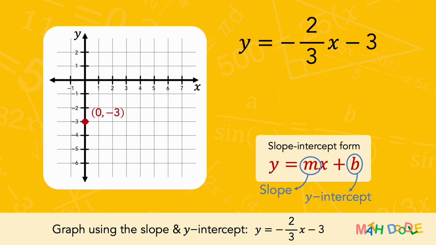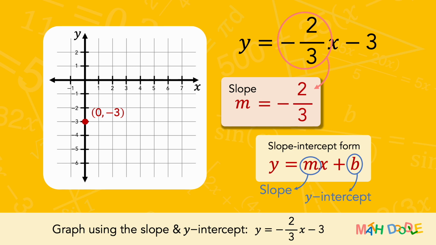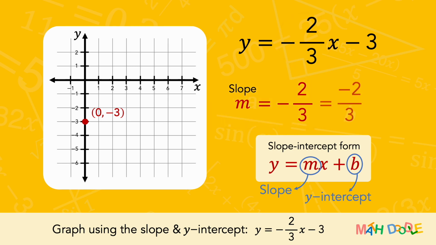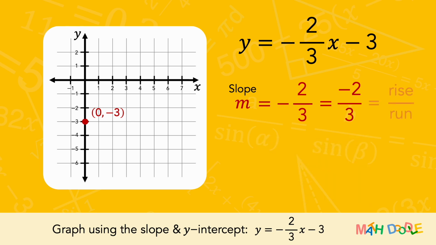Also, the equation has a slope of -2/3. And we can rewrite this as -2/3. Since the slope of a line is expressed as the ratio of the rise to the run, this tells us that the line of the equation has a rise of -2, and a run of 3.